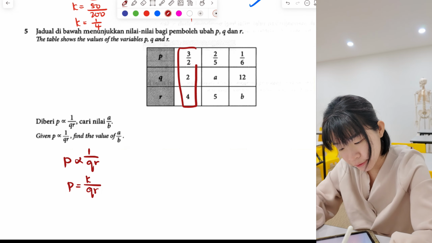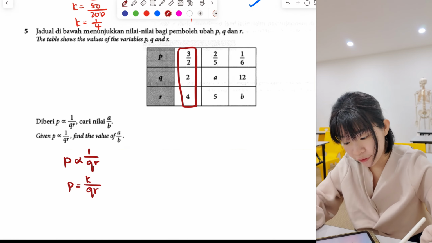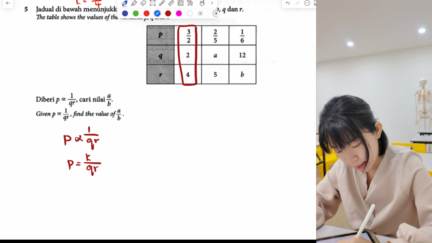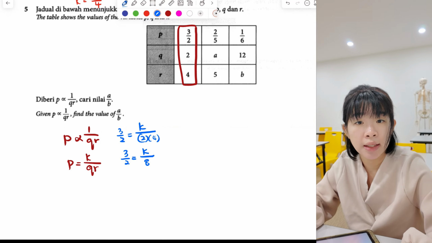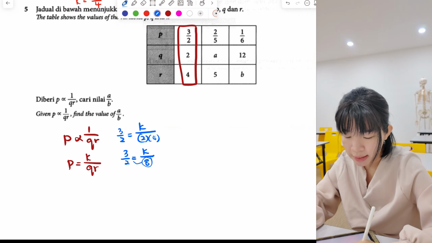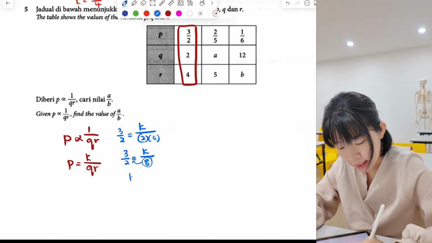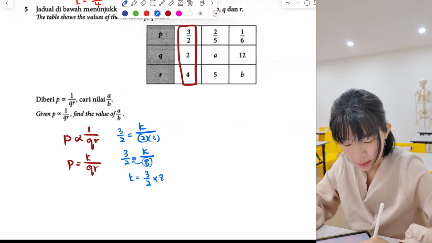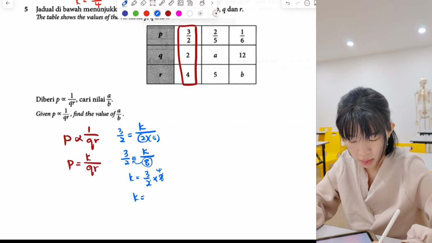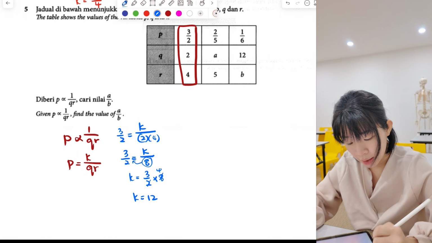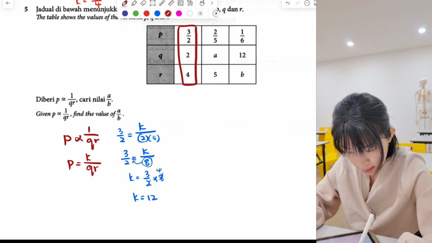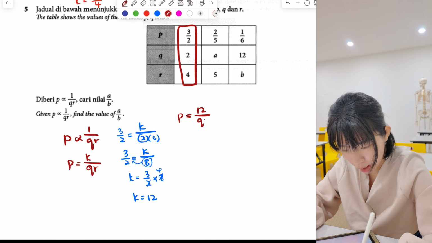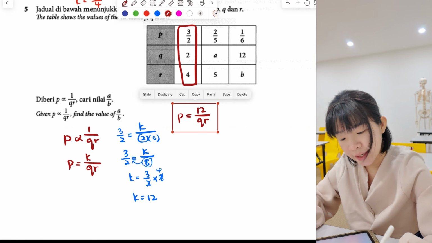I use the first set of information because all values are given. P is 3 over 2, K don't know, Q is 2, R is 4. 3 over 2 equals K over 8. So to find K, we bring the 8 to the other side. From divide, become times. K equals 3 over 2 times 8. So K equals 4 times 3, 12. So K equals 12. Okay, so now we got K, write a complete equation first. So the complete equation will be P equals 12 over QR. So now we're going to use this to find A and B.